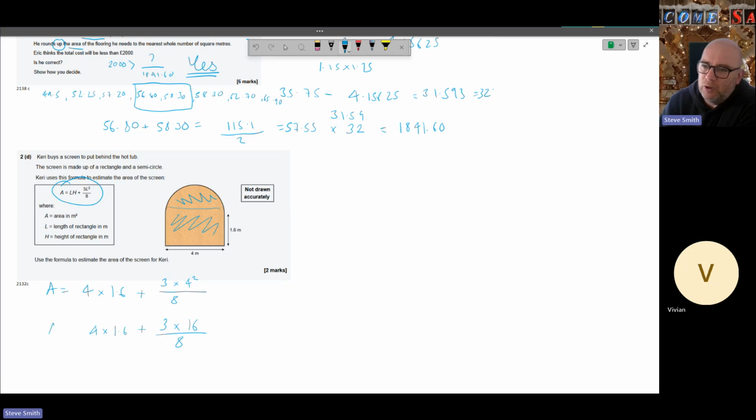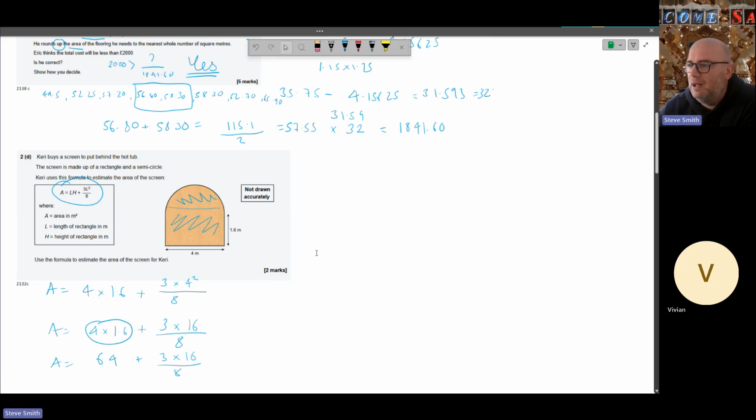Okay, so now I look at this and I think, right, I've got a multiply here and I've got a divide there. So in BIDMAS, if you have a multiply and a divide, you do them in the order you see them. So we're going to do this bit first: 4 times 1.6. So area equals 4 times 1.6. We do 4 times 16, we've got 64, so that becomes 6.4. Add 3 times 16 divided by 8.